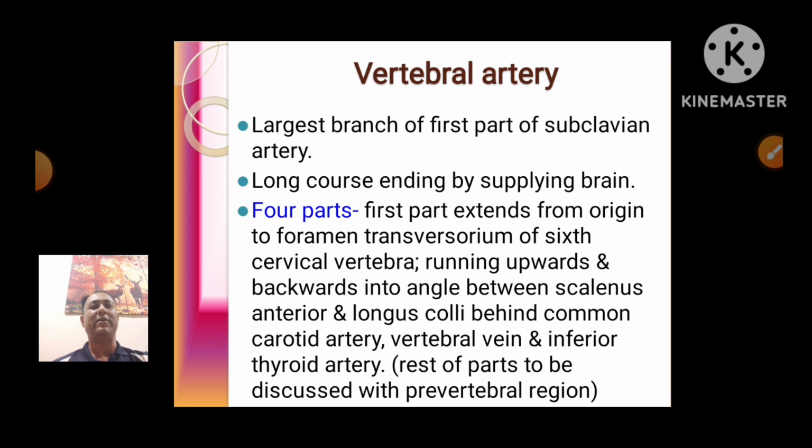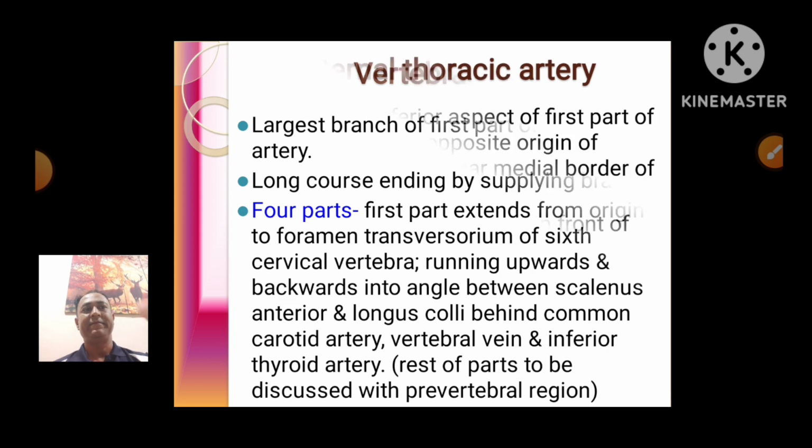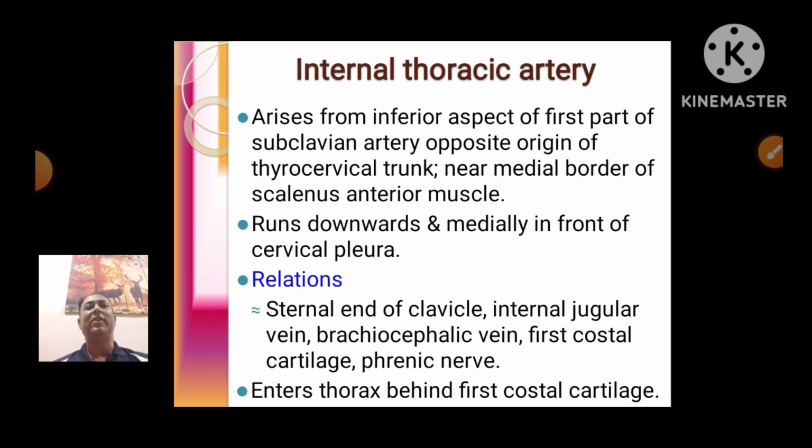Okay, so now in short about each branch. The vertebral artery is the largest branch of the first part of the subclavian artery. It has a very long course and ends by supplying the base of the brain. It is divided into 4 parts. Okay, you do not need to remember where the first part, second part, third part are, like that. You just remember it is divided into 4 parts only.